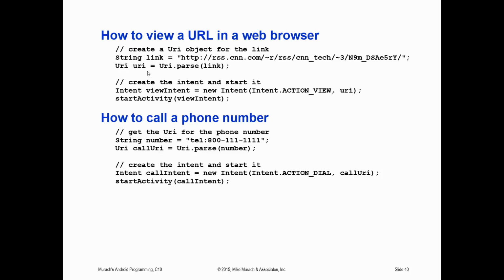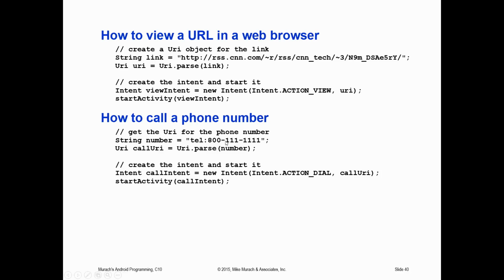The first example that you see here begins by creating a string for a URL that links to a news article on the internet. Then it uses the parse method of the URI class, URI is Uniform Resource Identifier, to create a URI object for this link. After it creates the object, it creates an intent object, and it passes the action view constant as the first argument, and the URI object as the second argument.